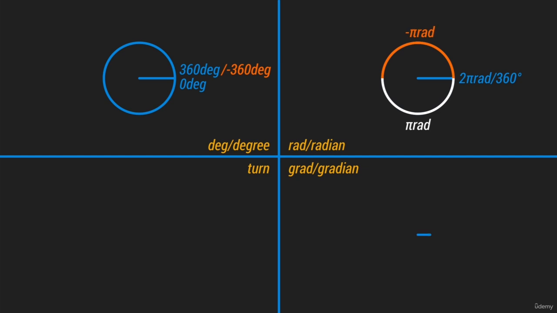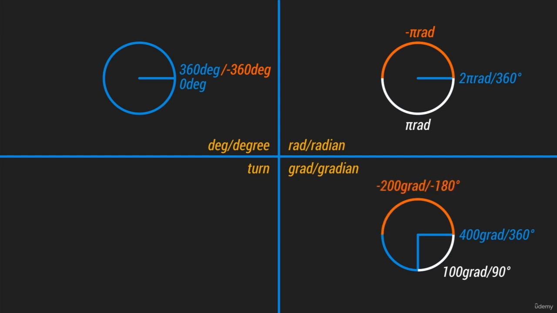Next we have gradients, that is grad, which is equivalent to 1 by 400 of the full circle. Similar to degrees, a positive grad value will go clockwise, a negative value goes counterclockwise. 100 grad will be at a 90 degree angle. Minus 200 grad will be at 180 degrees, and so on.